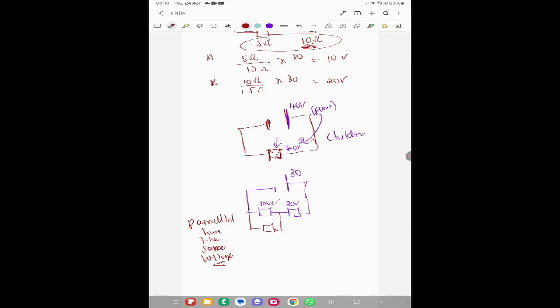So if he's got 10 volts, he will also have 10 volts. And if I put another item in parallel, he too will have 10 volts. And another item in parallel, he will also have 10 volts. Do you see that? So items in parallel always have the same voltage.